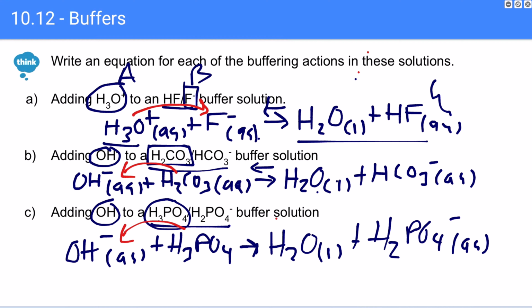You just need to recognize if you're starting with an acid or starting with a base, and then figure out that it's going to react with the opposite component in the buffer solution. You're always going to produce water and the opposite component of what's in the buffer solution. So in the first one, we used F- as a reactant. We get HF as a product, both components of the buffer solution. And you see that across the board, all right?